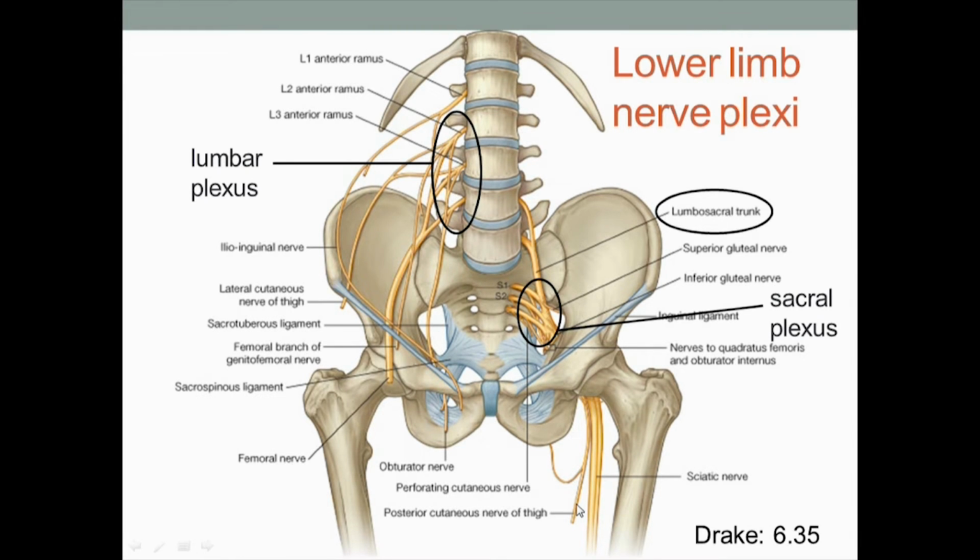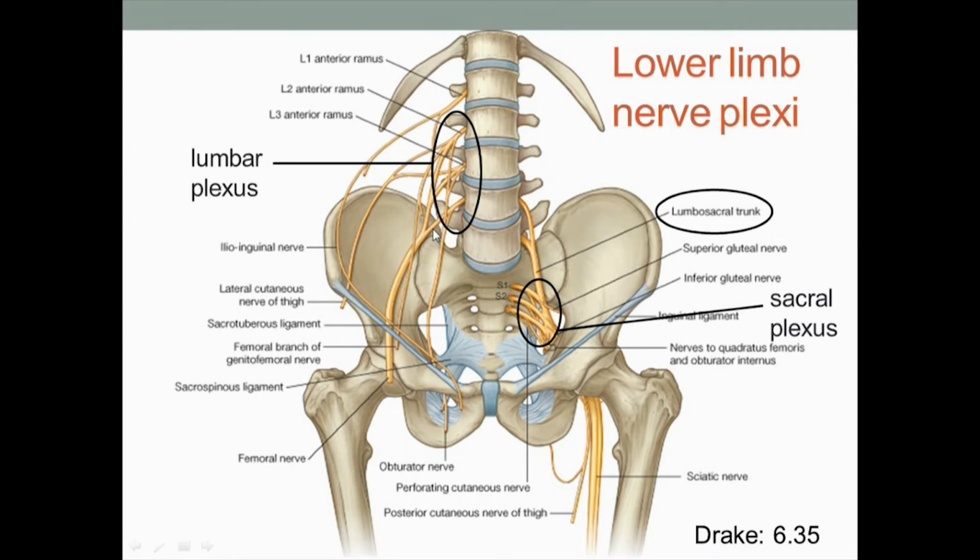What we can't see is some more detail about how these nerves are made up. So for example, if we look at the lumbar plexus, we can see that the obturator nerve here has branches from L2, L3 and L4. The femoral nerve, in fact, is also formed by L2, L3 and L4.